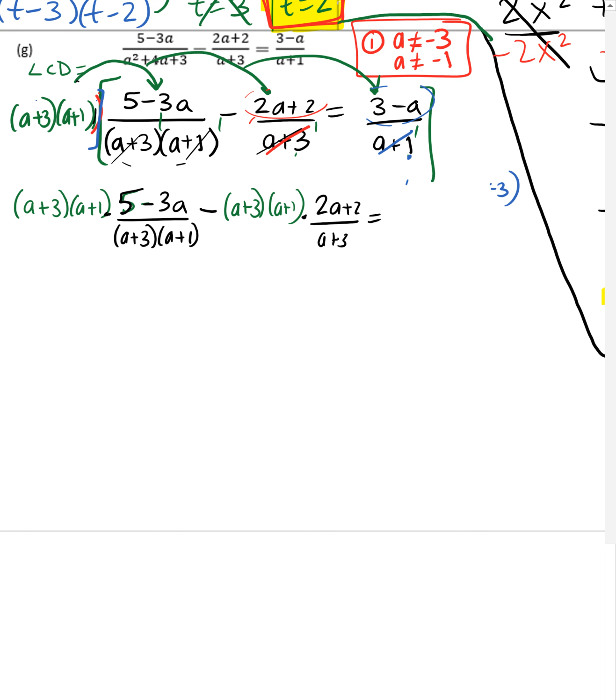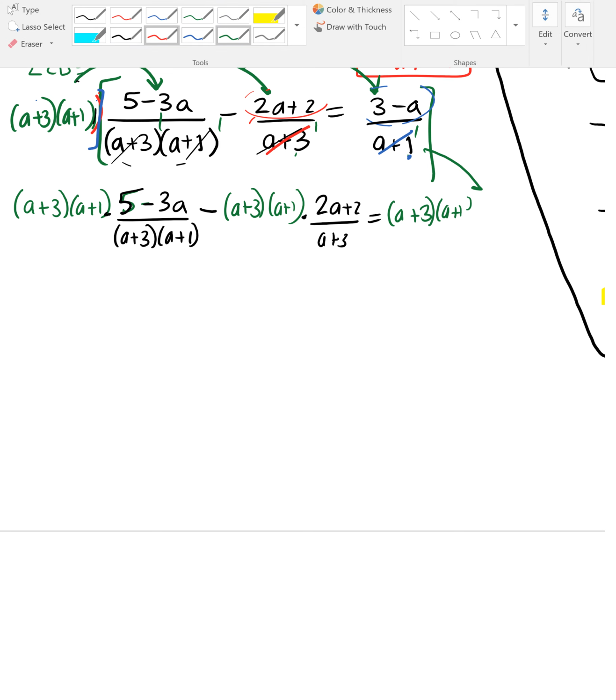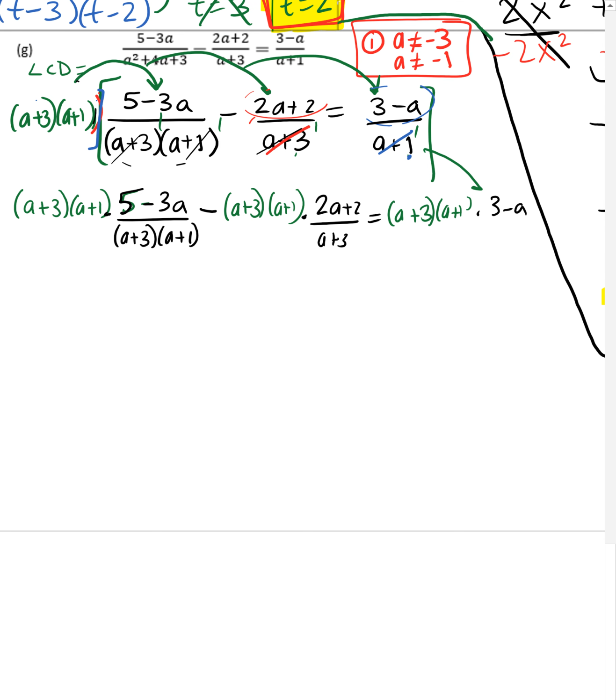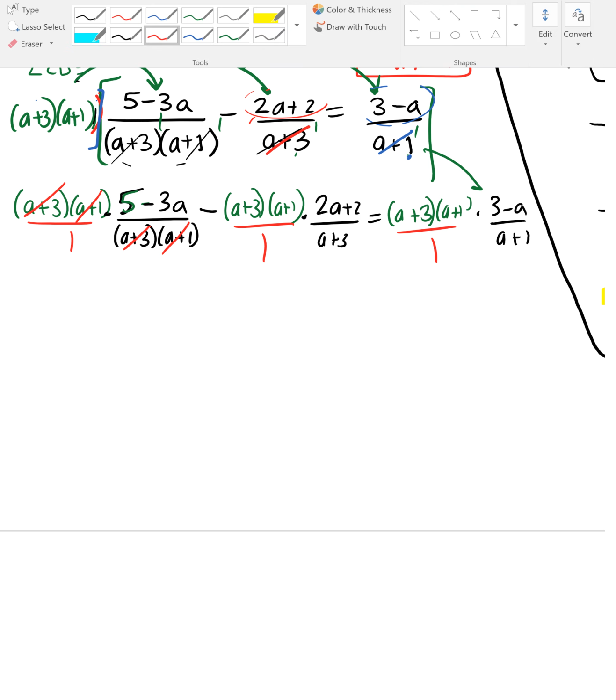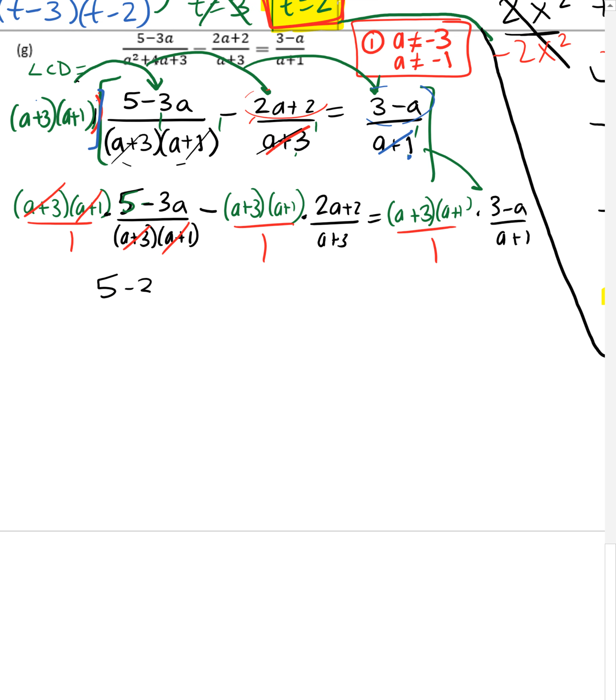The LCD, a plus 3, a plus 1 times the last fraction, which is this guy here, 3 minus a over a plus 1. Alright. Now I think if I put each of those LCDs over 1, I can see what reduces in each case. On the very left side, I see the a plus 3s and the a plus 1s cancel. So I'm left with that numerator, 5 minus 3a. Okay, and then there's a subtraction sign.